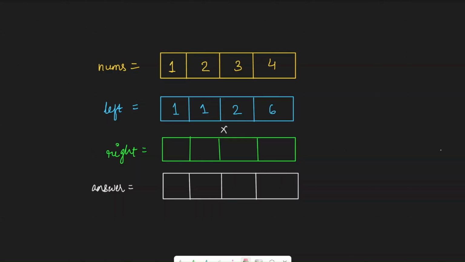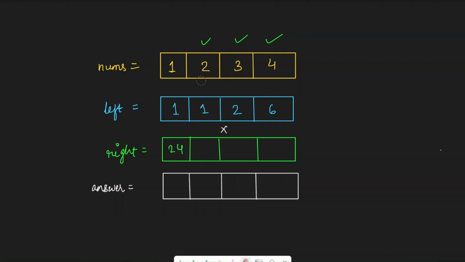Now in a similar way, we are going to define our right array. For the right array, we're going to find the product of the numbers that are to the right of the index. So for this location, we're going to find the product of this, this and this, because they sit to the right of 1. So 2 multiplied by 3 is 6, multiplied by 4 is 24. So we have 24 here.